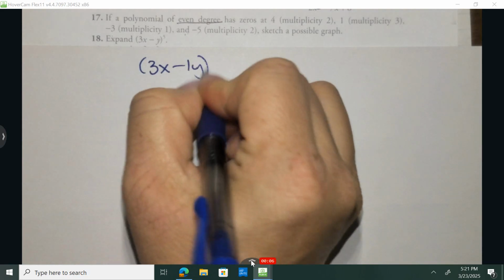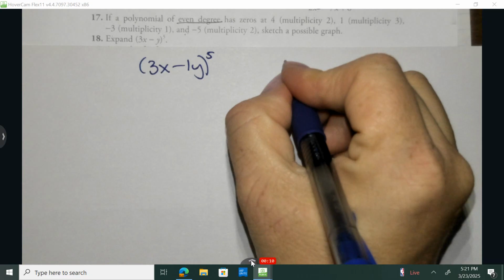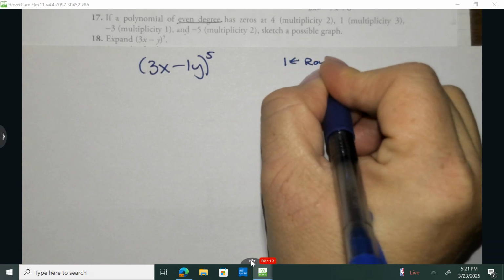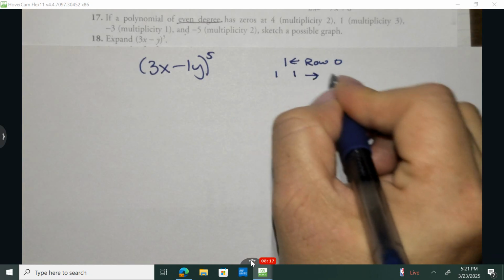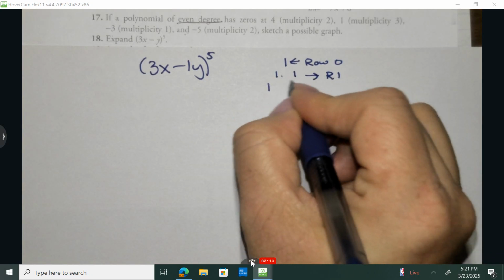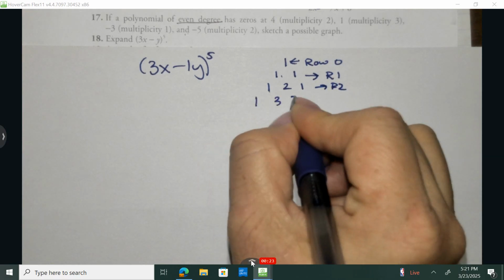Number 18, we want to expand this binomial expression, and so we're going to use Pascal's triangle to do this. So we're going to first focus that we see a 5 here. So this is row 0. We always start with a 1, and then we start and end with a 1. This is row 1. We're going to add them together. This is row 2. Add them together, add them together.